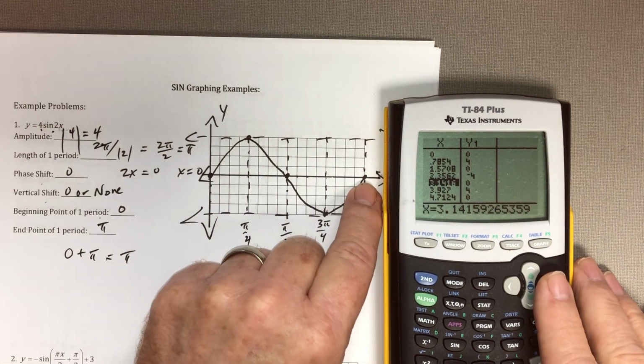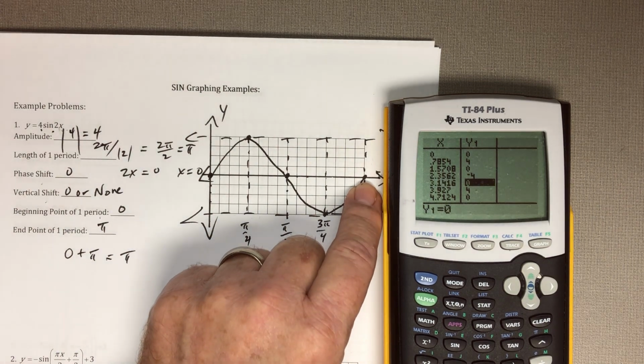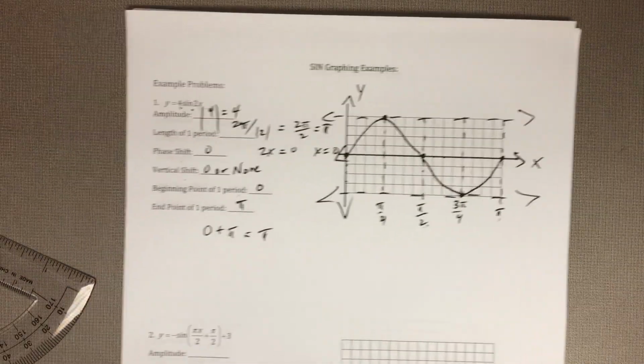And then at pi, which is 3.14, the y-coordinate is 0, so there you go. All right, now let's move on.